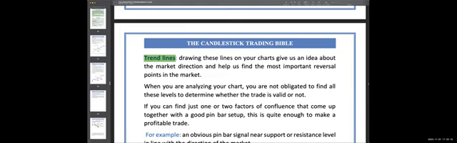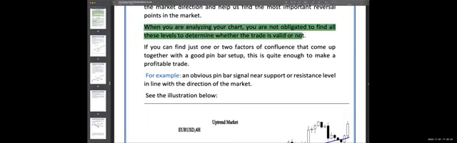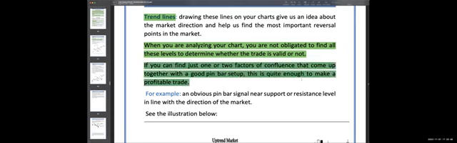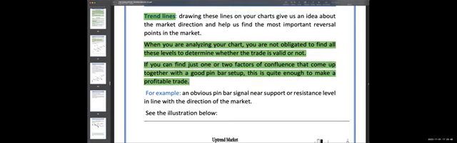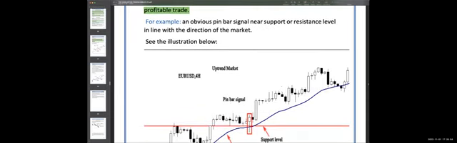All right, so trend lines. Drawing these lines on your charts gives you an idea about the market direction, and it helps us find the most important reversal points in the market. When you're analyzing your chart, you are not obligated to find all these levels to determine whether the trade is valid or not. Okay, so don't beat yourself up if you feel like you cannot see the trend lines, because you can still be profitable without them. All right. If you can find just one or two factors of confluence that come up together with a good pin bar setup, this is quite enough to make a profitable trade. For example, an obvious pin bar signal near support and resistance level in line with the direction of the market.